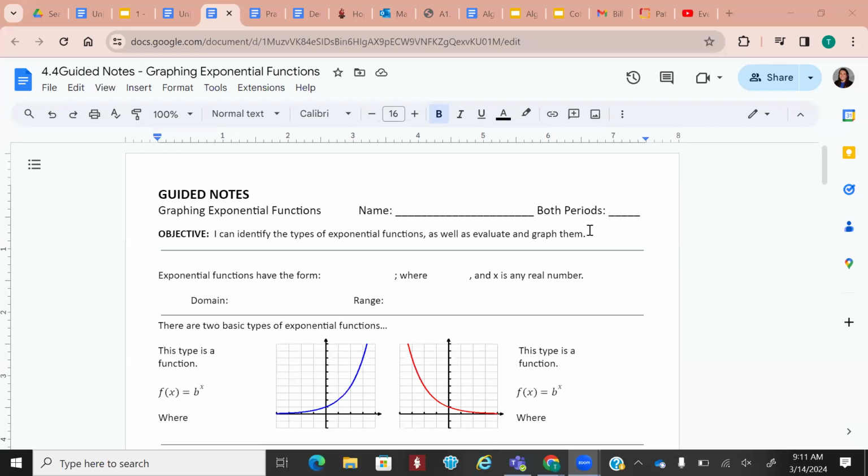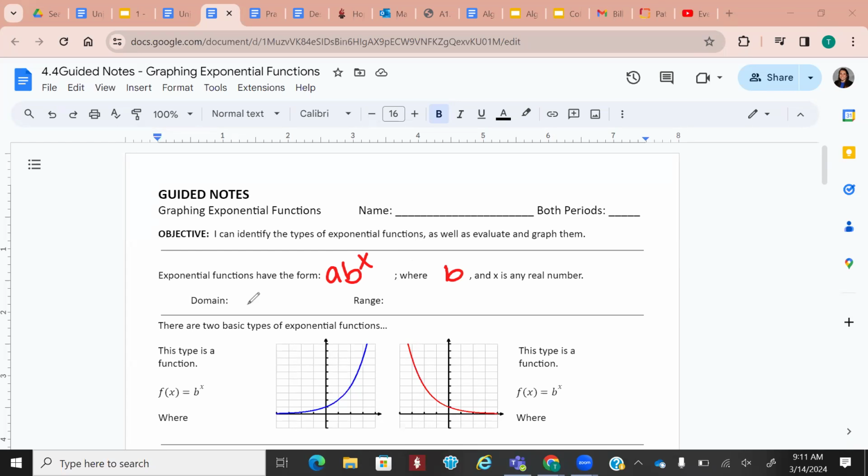All right, so on your mastery check, you will be asked to graph, as well as a couple other questions. So we're reviewing for the mastery check. On here, exponential functions have the form, and we talked about this on Tuesday, but just as a refresher, a times b raised to the x, where b and x are any real number. And that means that we can plug in any number for x, and we can plug in any number for b.